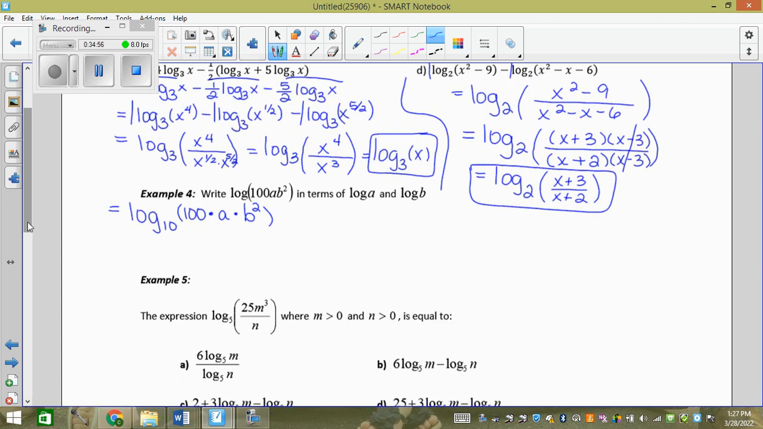So we're going to get log base 10 of 100. And what's sitting in front of it? A plus 1, if we want to show it. Then the a and the b squared are all also in the numerator. So what are they going to get in front of their logs? Plus 1s. So I'm going to get plus 1 log base 10 of a plus 1 log base 10 of b to the 2.